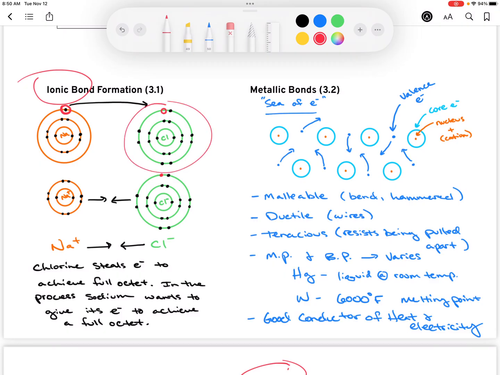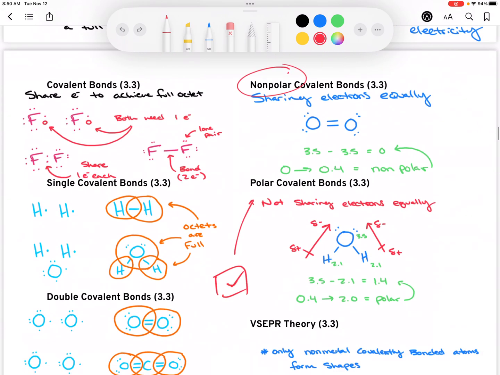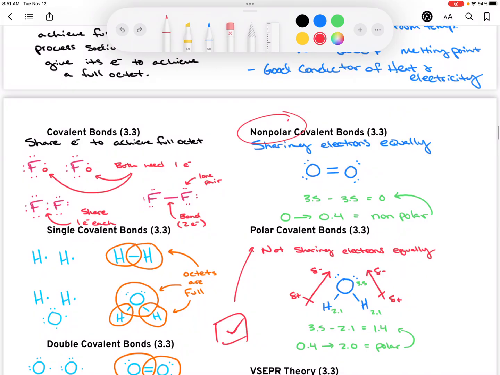This chlorine isn't even giving sodium a chance. It's like, I'll just help myself. I'll take that electron from you. We're not going to share at all. All right, so there's 3 types of sharing. So nonpolar, let me back up here.